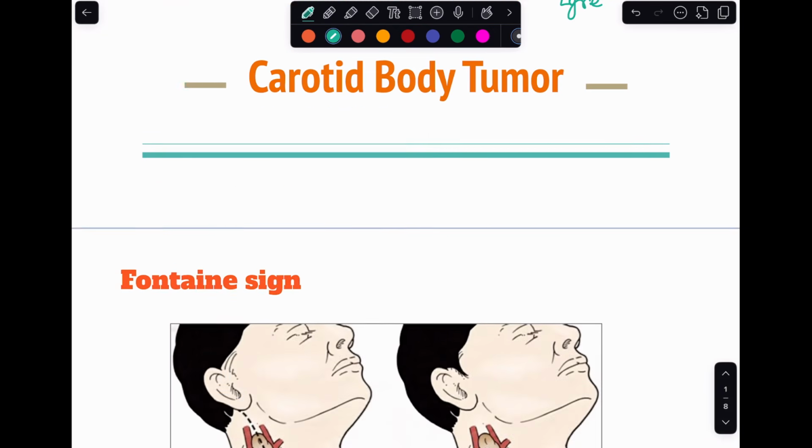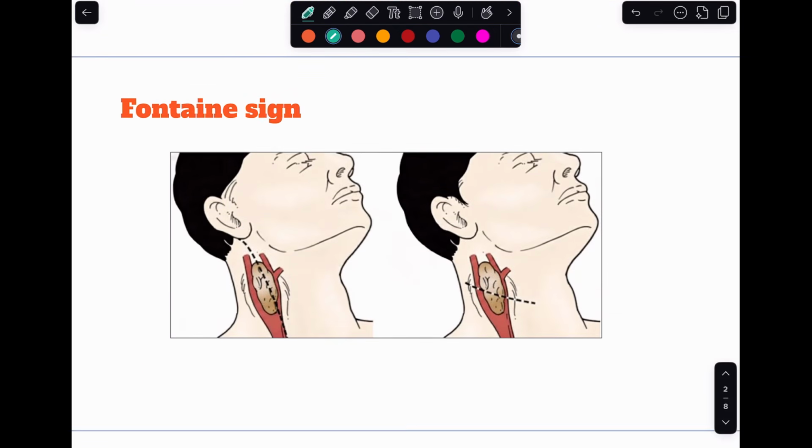Okay, so let's get started with our first sign. Now, our first sign over here is the Fontaine sign. Now, what is this Fontaine sign? Fontaine sign is actually a clinical sign that we elicit when we palpate a neck swelling.